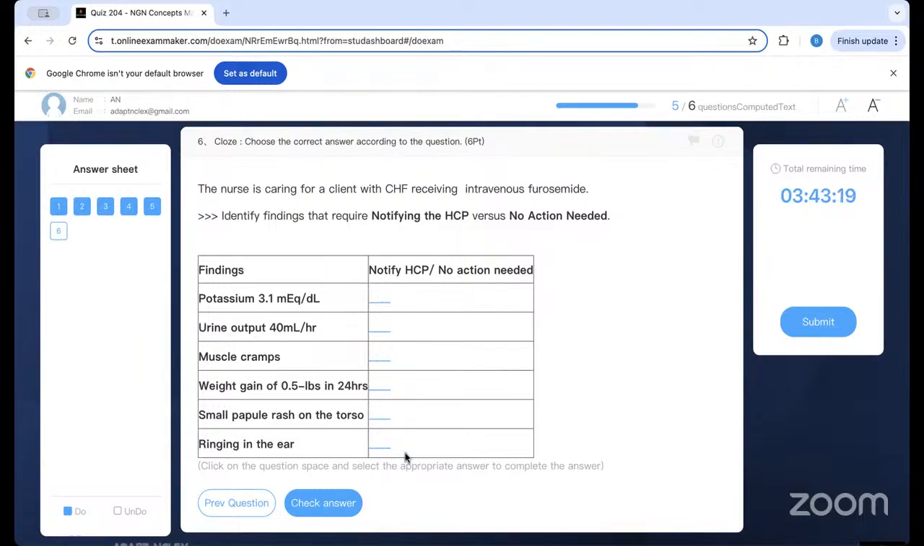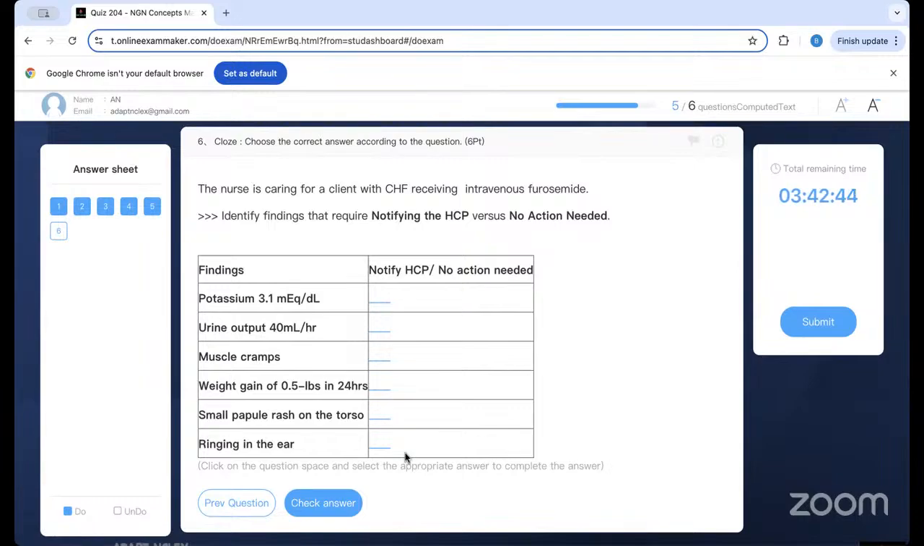Identify findings that require notifying the HCP versus no action needed. What does that mean? Do you tell the doctor or intervene? Do you let them know about this patient's condition or do you just ignore it? A nurse is caring for a client who has CHF and is receiving IV furosemide. This is pharmacology and content related, right? I have CHF and I'm getting IV furosemide. Which finding, when I see it, should I let the doctor know, or should I keep following the patient, monitoring?